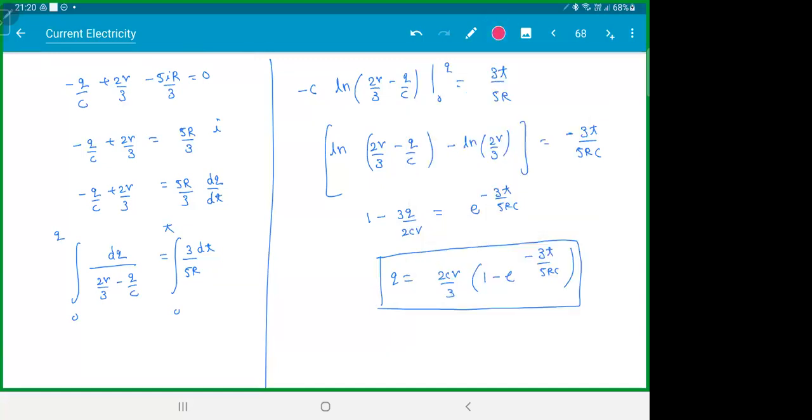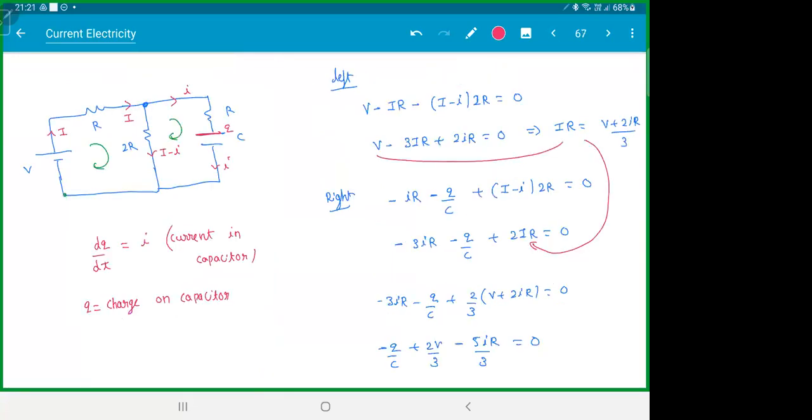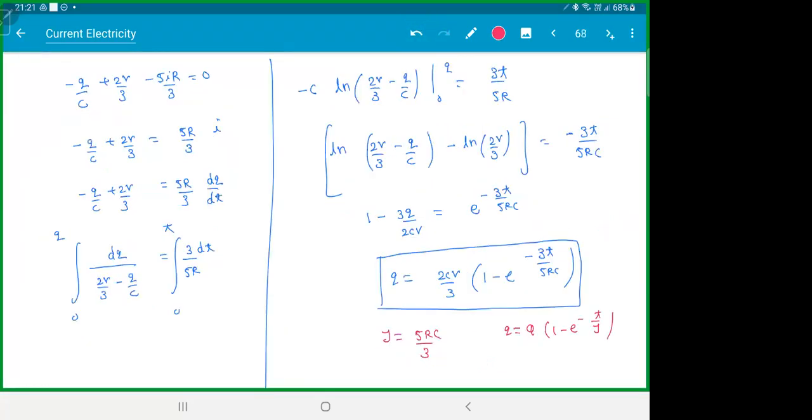And what's the time constant here? Time constant is 5RC by 3. Because the time constant is e power minus t by tau, na? So in place of tau you have 5RC by 3. So q is equal to q0 into (1 minus e power minus t by tau). This is how you actually do the problem with pure integration. It is actually maths. So once you write these two equations, it simply becomes a maths question. Please look at the steps.